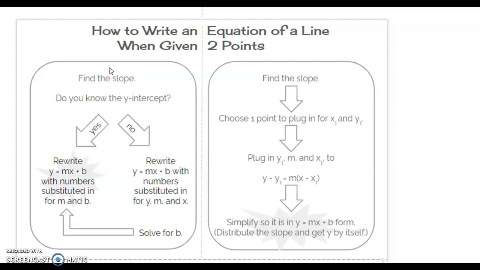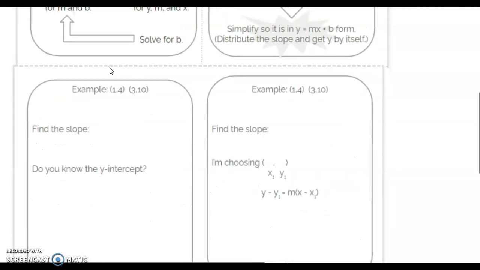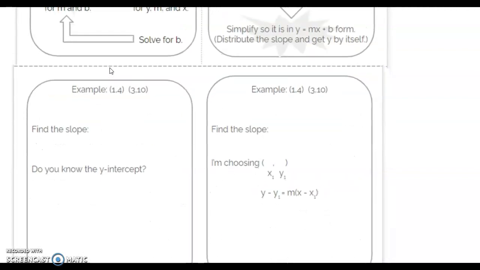All right, so first of all, you find the slope. In this case, our example is (1, 4) and (3, 10). So to find the slope, remember, you do y2 minus y1 over x2 minus x1. So I'm going to do 10 minus 4 over 3 minus 1. All right, and so you get 10 minus 4 is 6, 3 minus 1 is 2, and 6 divided by 2 is 3. So that's the slope. So it says find the slope, so we have the slope is 3.